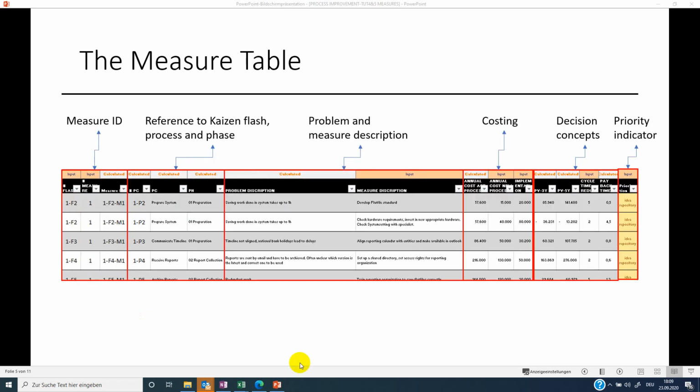The measure table is the basis for the collection of the measures. The first and brief description of the problem, and of course the measure, and includes the costing information, and from that point on the decision concepts that are derived from either the costing or the time impact the measure has on the current and of course the future process.